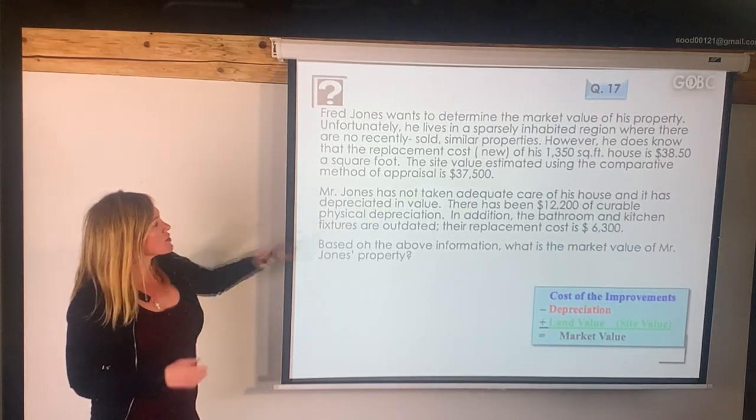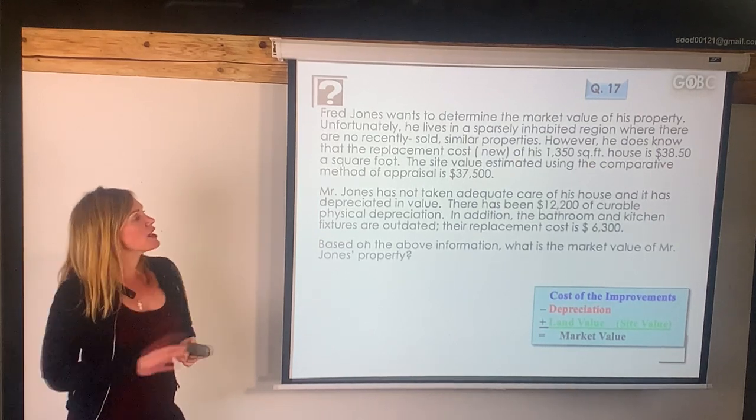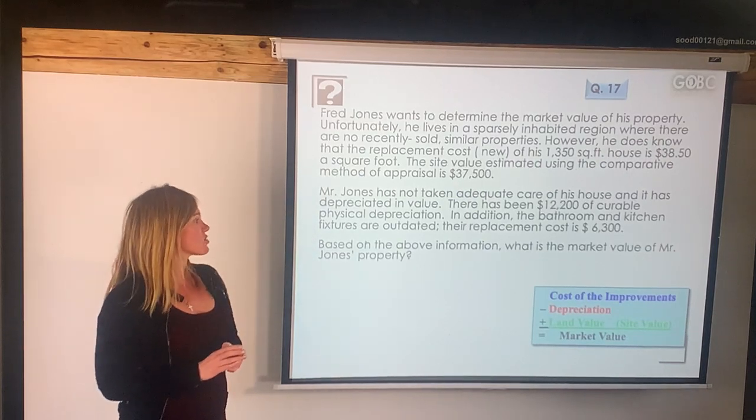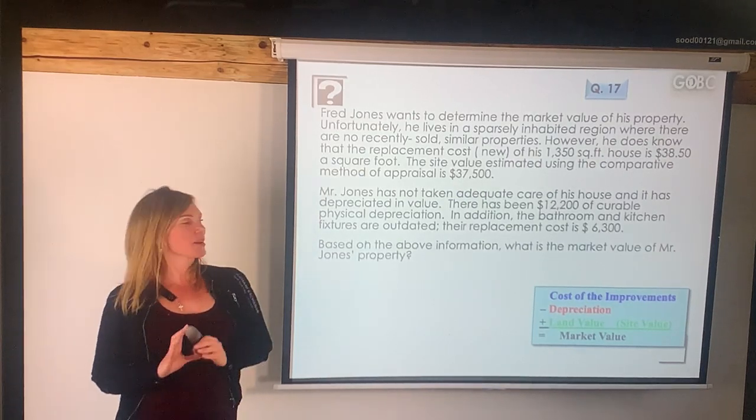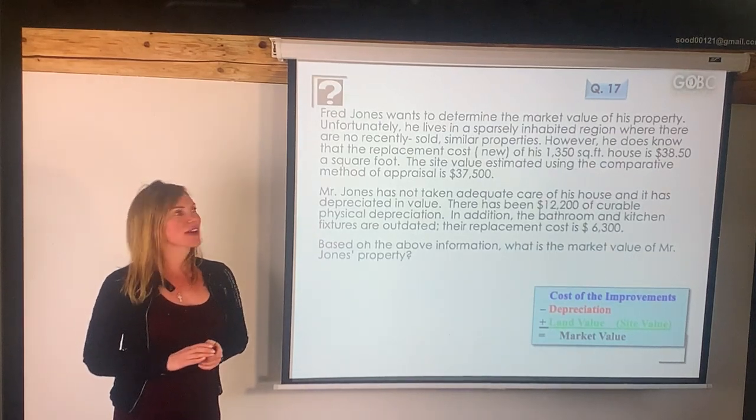So then it says Mr. Jones has not been taking adequate care of the house and it has depreciated in value. There has been 12,200 of curable physical depreciation. In addition, the bathroom and kitchen fixtures are outdated, the replacement cost is $6,300. Based on the information, what is the market value of Mr. Jones' property? Now, the reason I read so fast is because we don't need to read all of it.